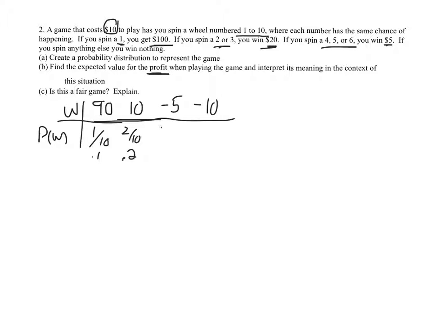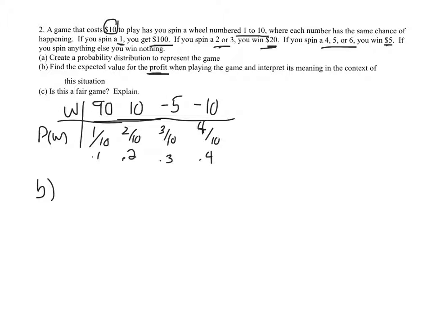4, 5, or 6 is 3 combinations out of 10. That would get me negative 5. And everything else would be 4 of the 10, since we haven't covered the numbers 7, 8, 9, or 10. And again, you don't need both. I'm just writing both the decimal and the fraction version for the purpose of this.